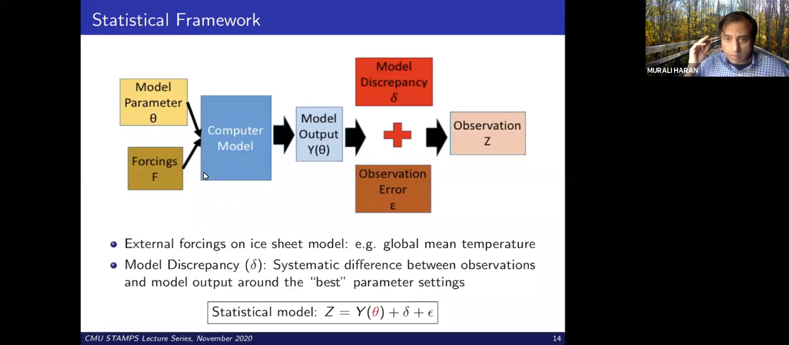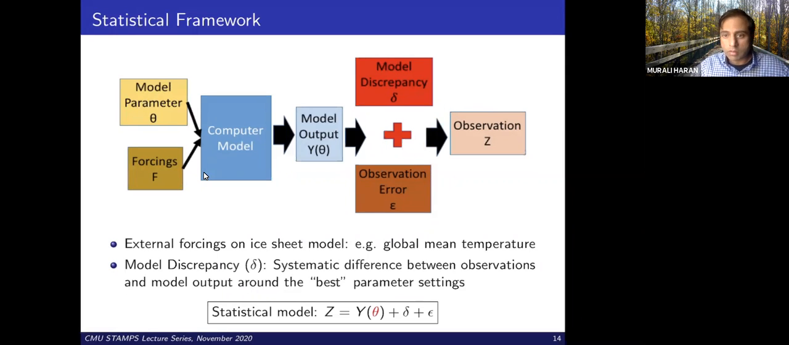And now this is sort of the thought process. We say that model output plus some model discrepancy. So this is some systematic departure between what the model is supposed to do, what the model does, and what we observe. So that's delta in our model. And then observation error, which is just telling you how messy the observations are, measurement error and other things. And so if you put all of that together, you get your observation, Z.